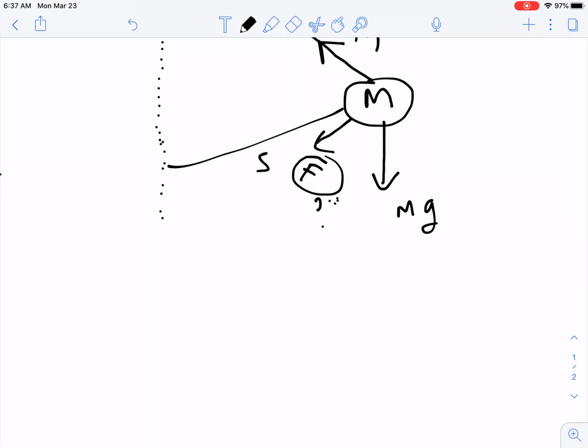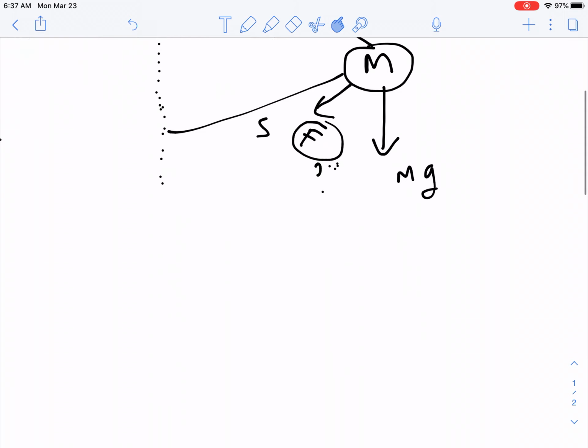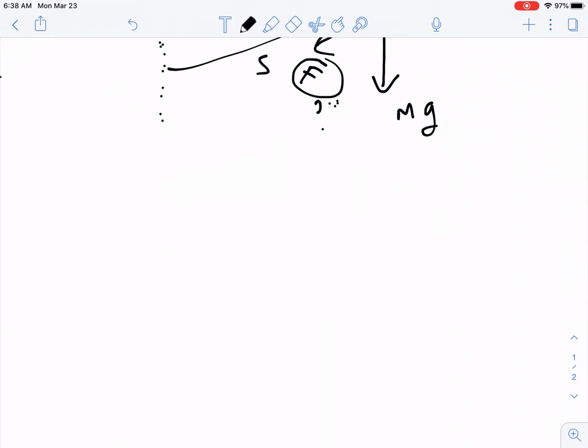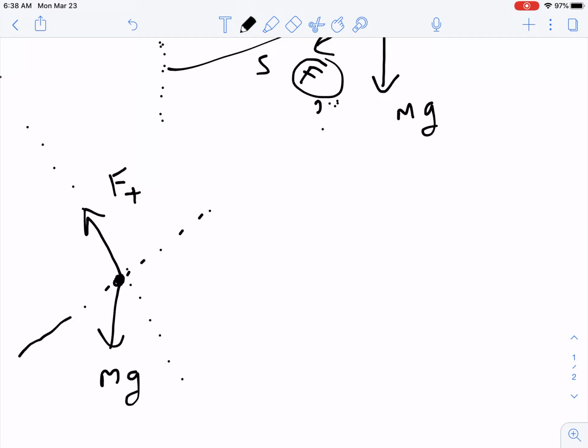Okay. Let's draw a free body diagram for that mass. Free body diagram for the mass on the pendulum. We would have force of tension that way. We have gravity this way. Let's make this the y-axis, and let's make this the x-axis. So there's x and y. Okay, there's my angle theta.